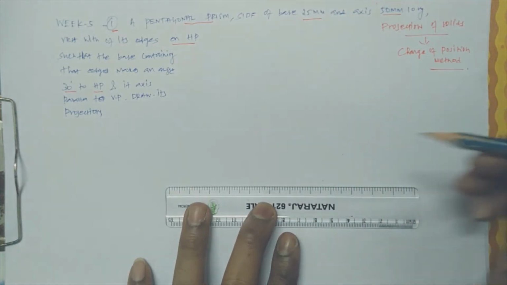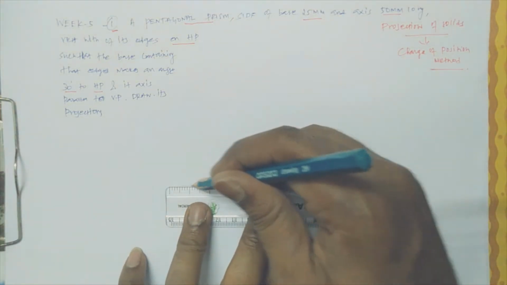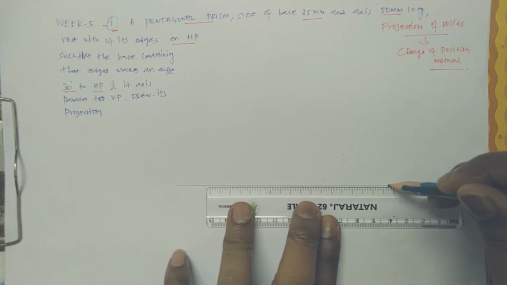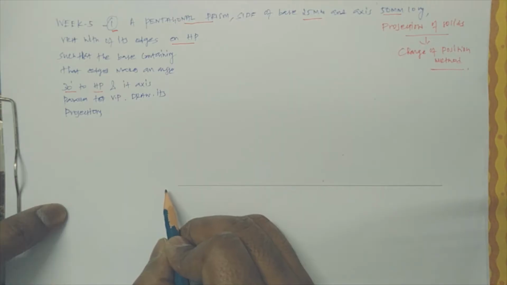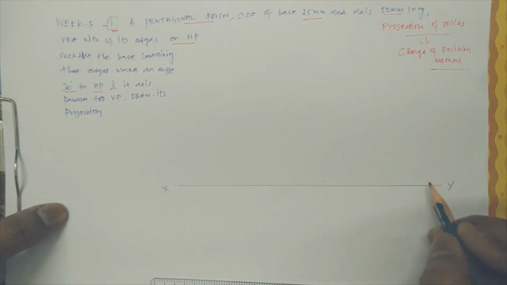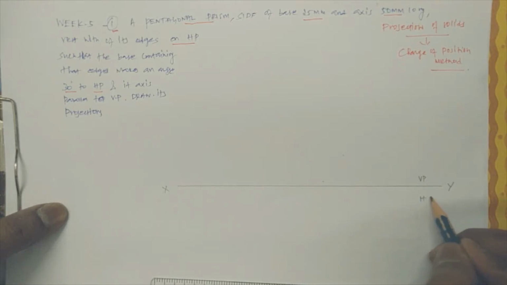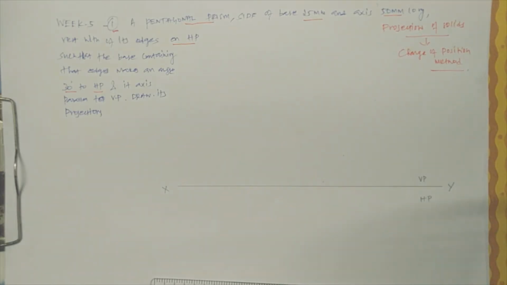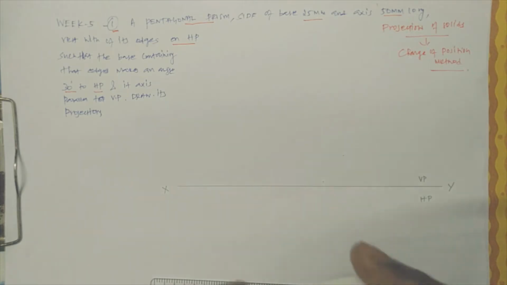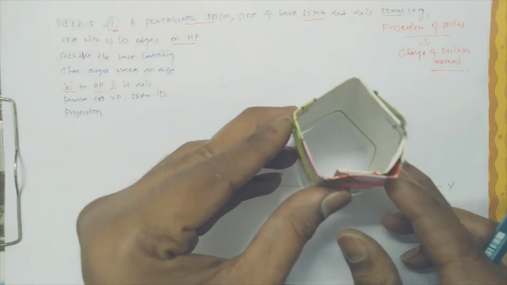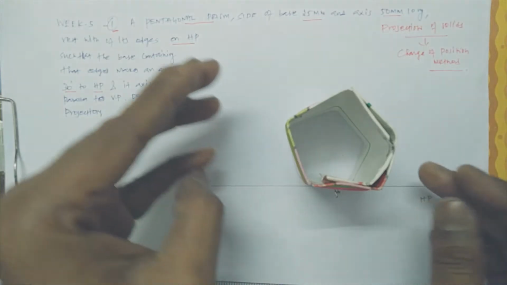So this space may be sufficient. Let it be one reference line, X and Y, VP and HP. Fine. So now they are saying the pentagonal prism. Once again, I'm just giving some model. So assume this is one pentagon.